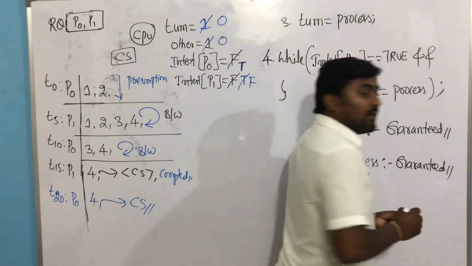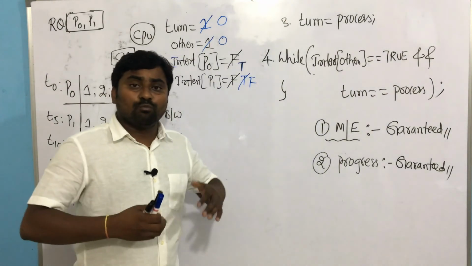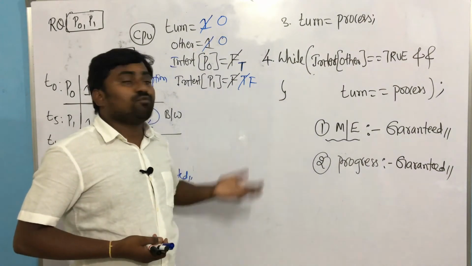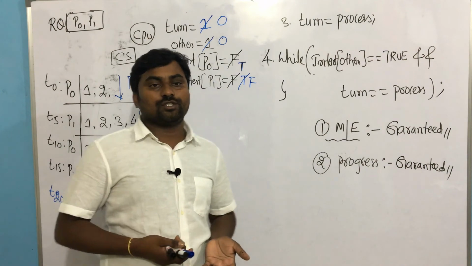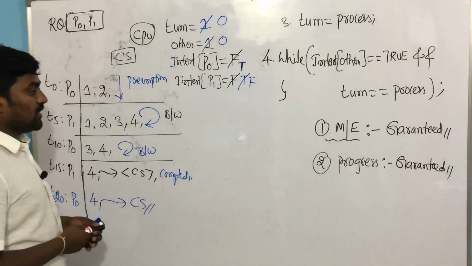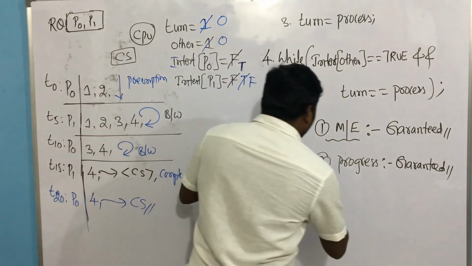Progression also guaranteed. Am I right? Are you getting my point? See, the moment you update the interest to false, nothing but the other can enter into the critical section. So progression is guaranteed. And the third one, what is the third one?